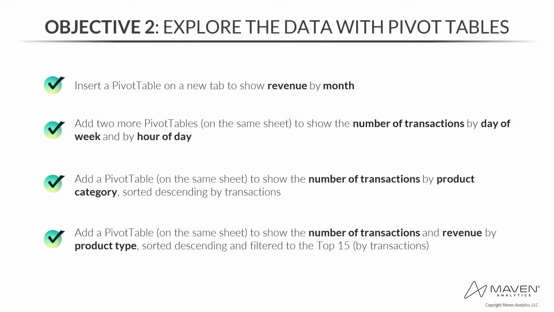From there, we'll dig a little bit deeper into our product data, and we'll show the number of transactions by product category, as well as transactions and revenue by product type, filtered down to just the top 15 products. So let's go ahead and shift gears into Excel and start working through these tasks.